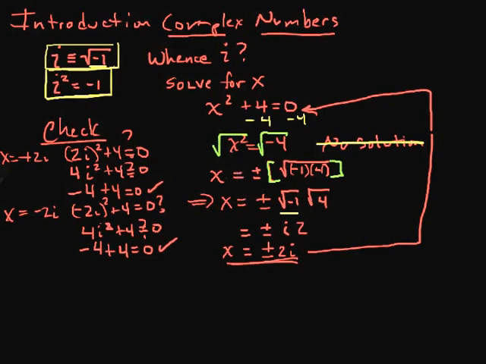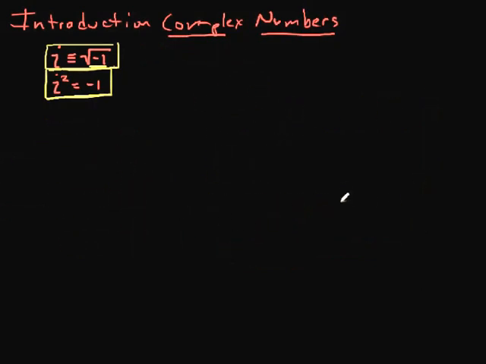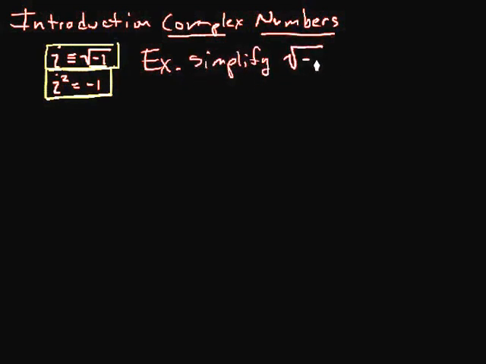So we need to do some examples. Here's an example, using this information. Let's simplify the square root of negative 9. Oh, it looks pretty simple already, right? Well, this is just the square root of negative 1 times the square root of 9. We said the square root of negative 1 is i, and the square root of 9 is 3, so this is 3i.